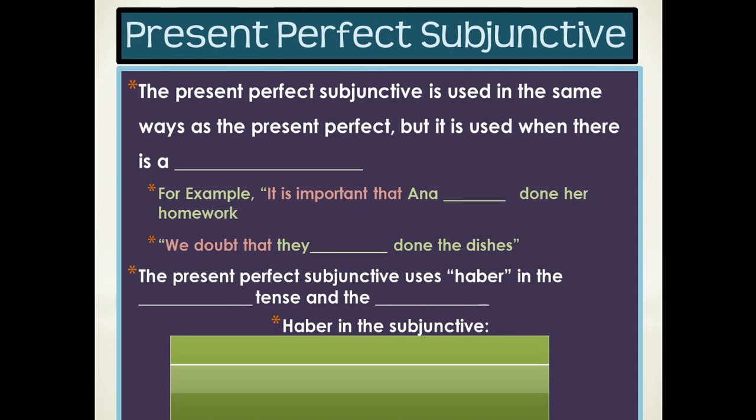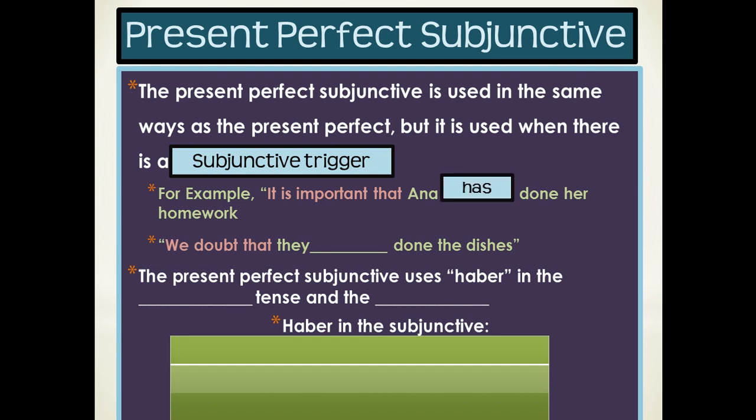And then we have the present perfect subjunctive. Present perfect subjunctive is used in the same ways as the present perfect, but it is used when there is a subjunctive trigger. So with just present perfect, we had the example, Anna has done her homework. Now we have, it is important that Anna has done her homework. In the first part, we had they have done the dishes. Now we doubt that they have done the dishes. So when there's a subjunctive trigger, we need to use present perfect subjunctive.